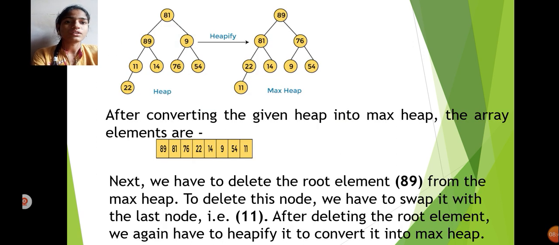So here 81, 89, 9, 11, 14, 76, 54, 22. These are the elements, right? So we should make it a max heap.